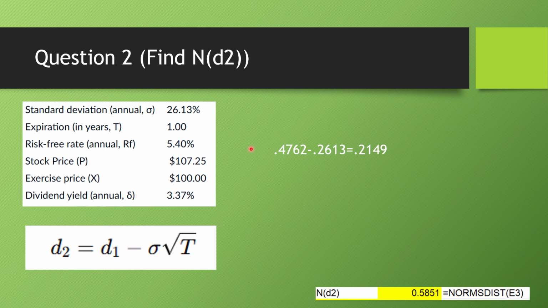Next one, find D2. So all it is, is D1 minus the standard deviation times the square root of 1. And this will get you 0.2149, which then you would plug in using the paper, but like I said, I used Excel because it felt more accurate, and the numbers didn't match up when compared to paper. This just felt more right, so I calculated 0.5851.